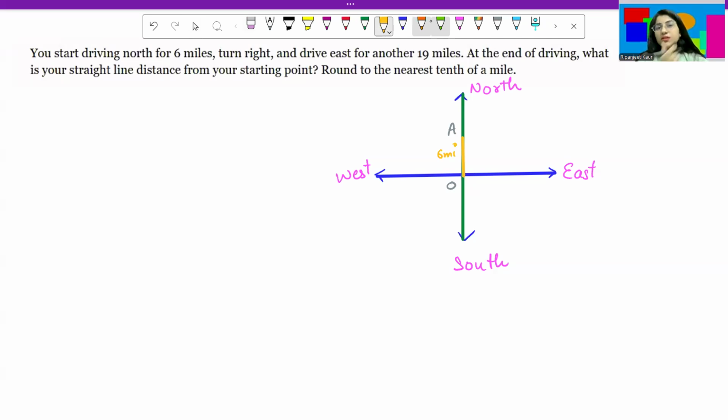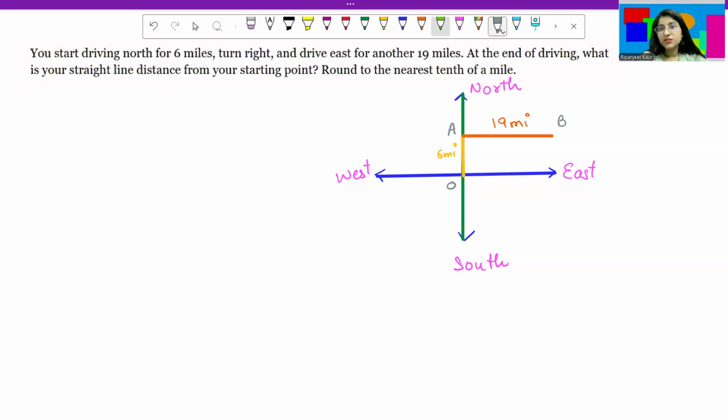Then we turn towards the right side and drive east for another 19 miles. So from here, we are driving another 19 miles towards the east. This is the 19 miles. We turned right and we went towards the east 19 miles. At the end of driving, so from O, we went towards A, and let's say this is B.